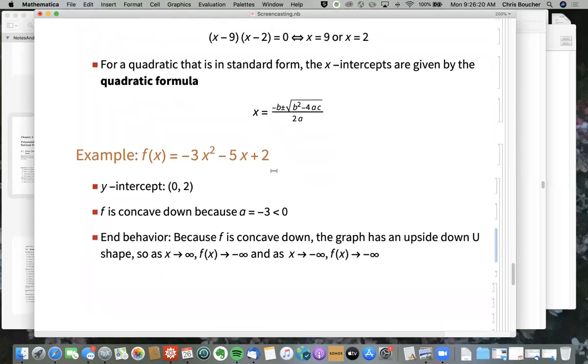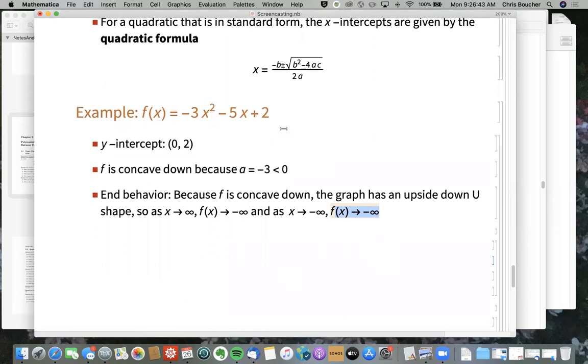As far as end behavior goes, well, for quadratics, this is simpler to analyze because they're all U-shaped, right? So it's either an upward opening U, concave up, or a downward opening U, concave down. This one is downward opening. And if it's downward opening, it means that the function goes to negative infinity in both directions. If it's upward opening, then it goes to positive infinity in both directions, right? So again, all of this we can just kind of recognize right from the form of the quadratic.